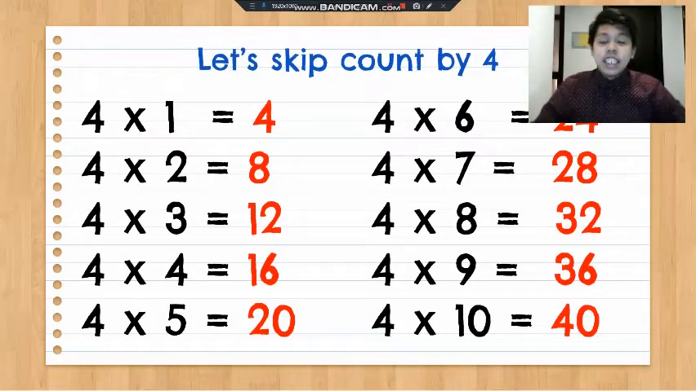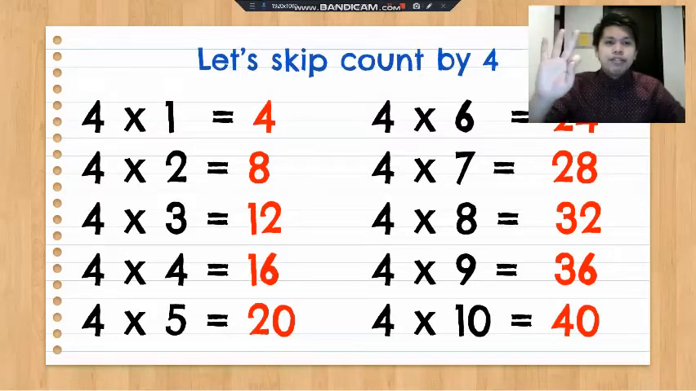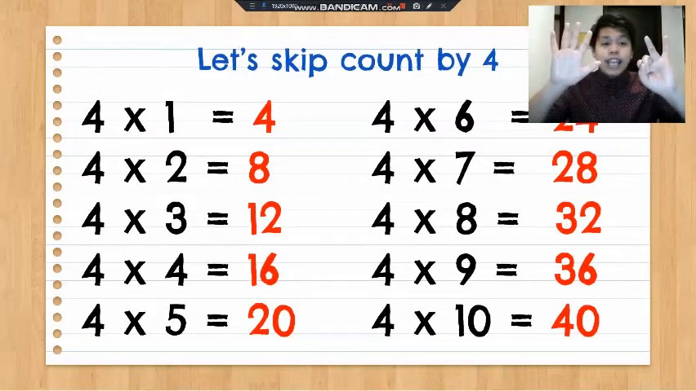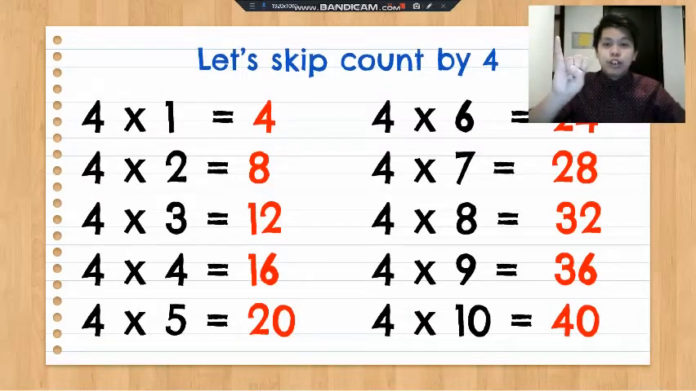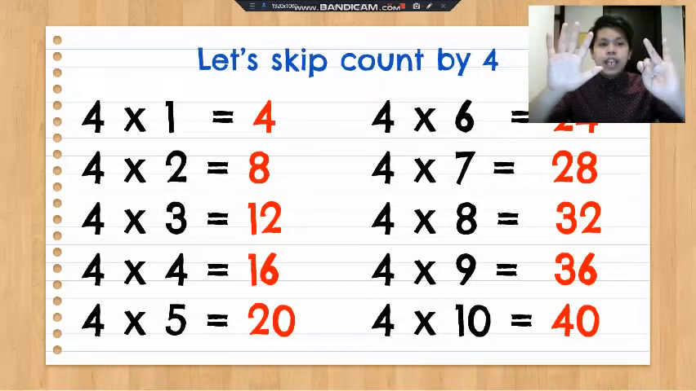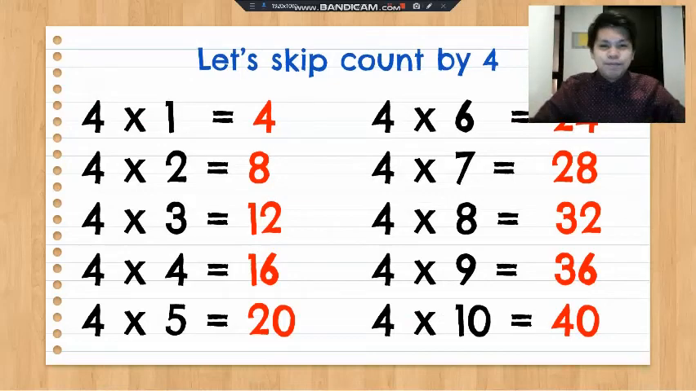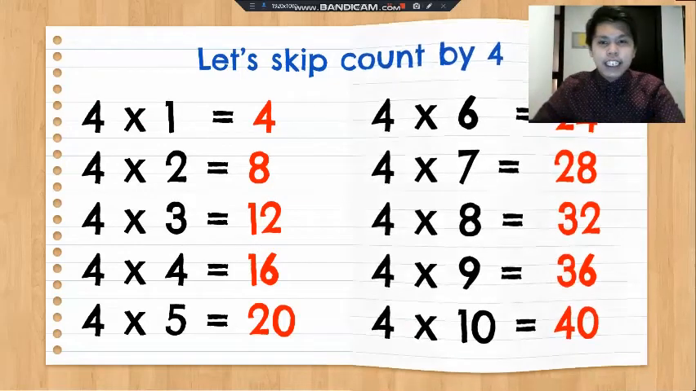Let's practice skip counting. 4, 8, 12, 16, 20, 24, 28, 32, 36, 40. One more time. 4, 8, 12, 16, 20, 24, 28, 32, 36, 40. Now, it's time for you to practice.